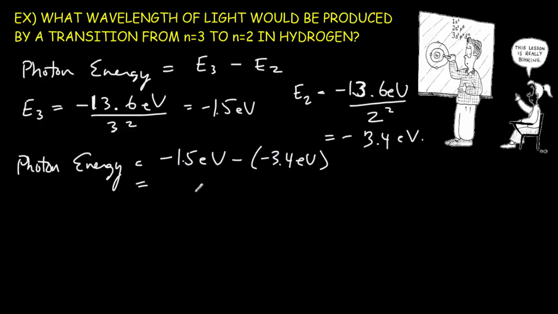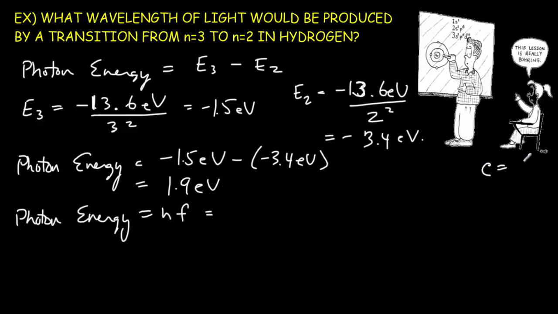That comes out to a positive value of 1.9 electron volts. Now we have a formula for photon energy. Photon energy is equal to hf. Or because c is equal to f times lambda, that's just the universal wave equation, we can rewrite this as h times c divided by wavelength.